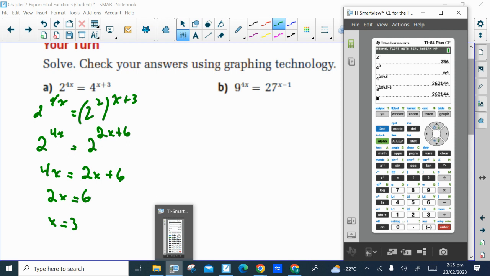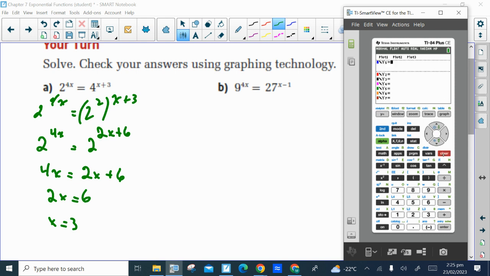So this will be the value of x at the point of intersection of the two equations. So that's how we would check it on our calculator. Y1 would be the left equation, 2 to the power 4x.